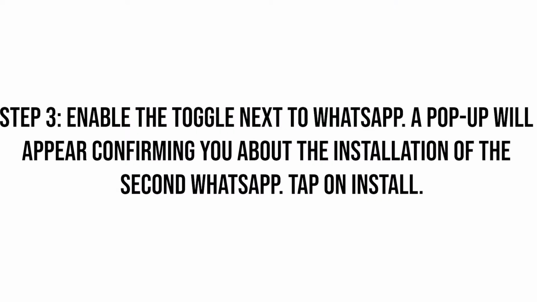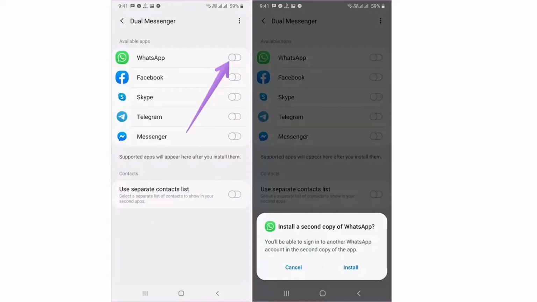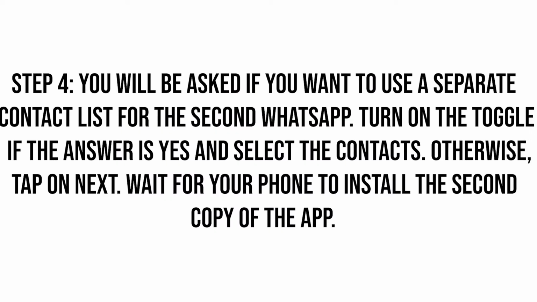And then enable the toggle next to WhatsApp. A pop-up will appear confirming you about the installation of the second WhatsApp, and then tap on install. You will be asked if you want to use a separate contact lists for the second WhatsApp. Turn on the toggle if the answer is yes and select the contacts. Otherwise, tap on next. Wait for your phone to install the second copy of the app.